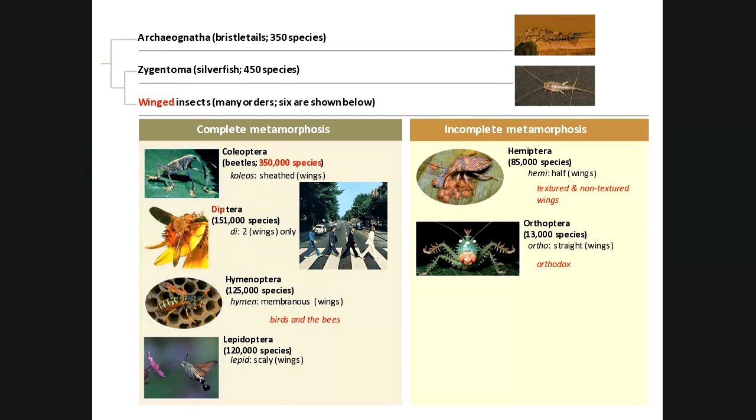Lepidoptera. Lepid is scaly, so I think of lepid as lepidosaurs, lizards. Okay, so scaly-winged Lepidoptera, those are the butterflies. The Hemiptera, they have what we call half wings. It's not really half a wing, but they have two types of wing. One wing is textured, like you can see in the picture there, and then the other wing is non-textured. The Orthoptera, think orthodox, they have very straight legs. The Orthoptera tend to be, for the most part, some of the more ancient types of insects.